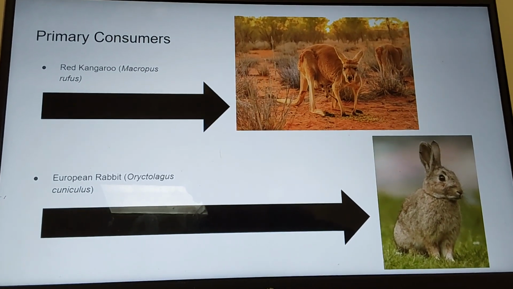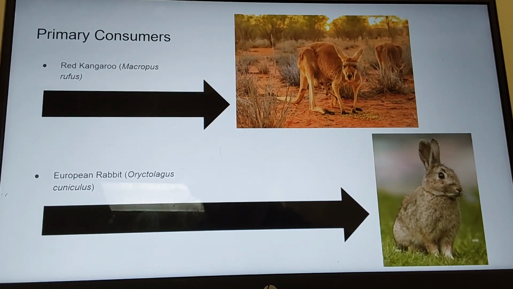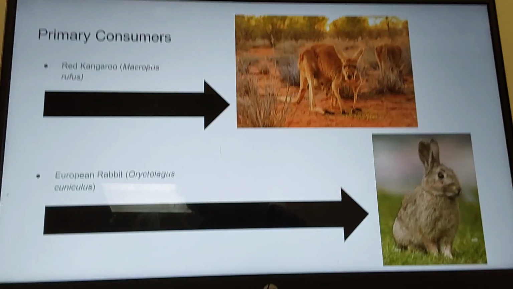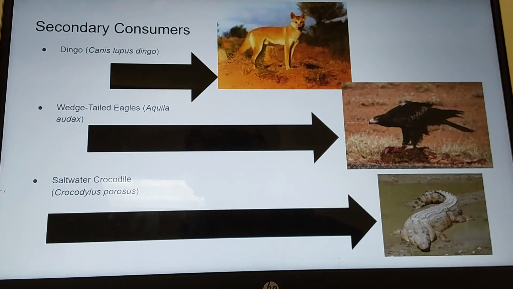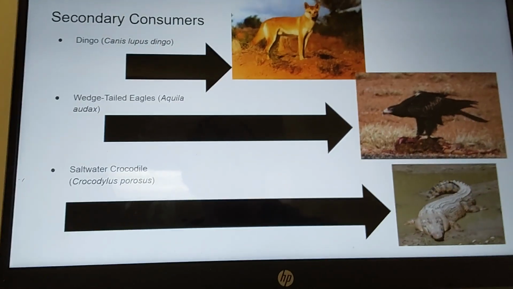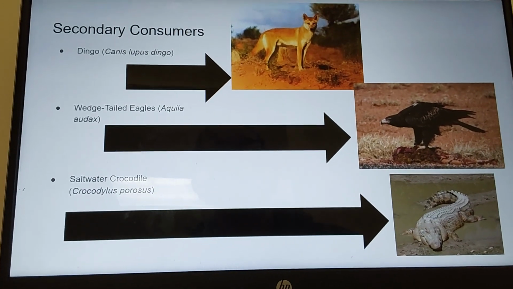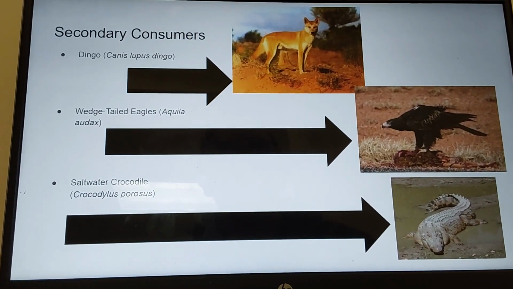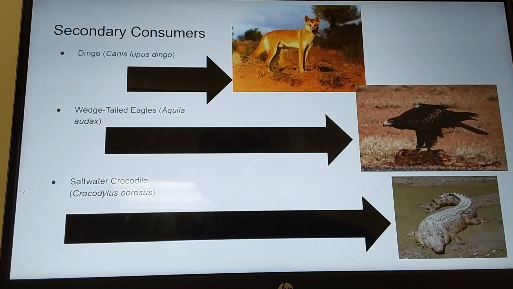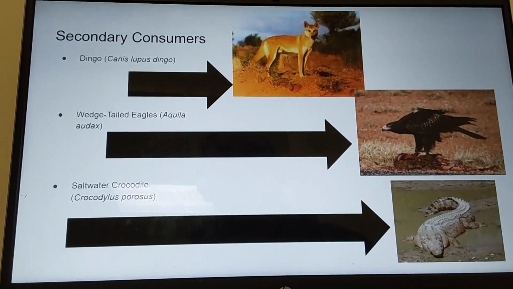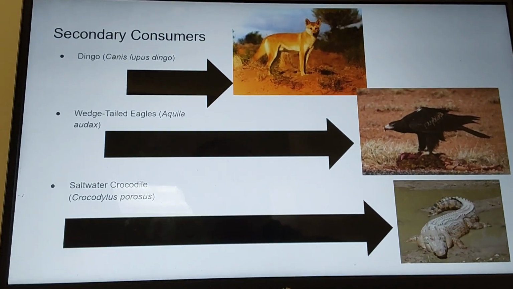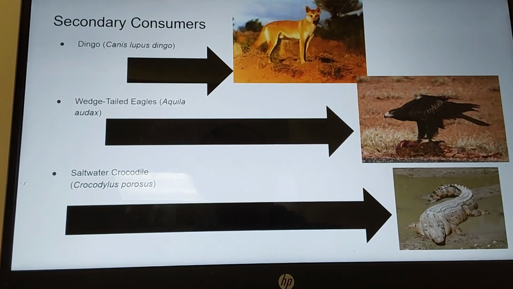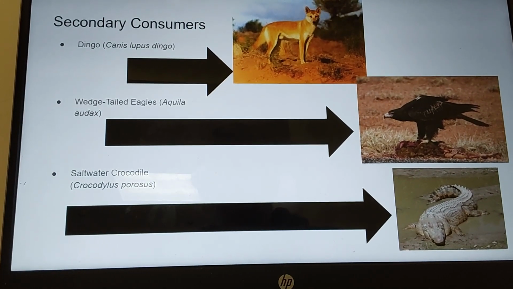So if these organisms were to die, the carbon would then move on to the decomposer, who would break down the animal and allow for the carbon to be released back into the environment. And the same goes for all of these consumers. If they were to die, the decomposer would come in and help break down the organism. So our secondary consumers are the dingo, the wedge-tailed eagles, and the saltwater crocodile, which you will see the saltwater crocodile in tertiary as well because he eats both primary and secondary consumers.